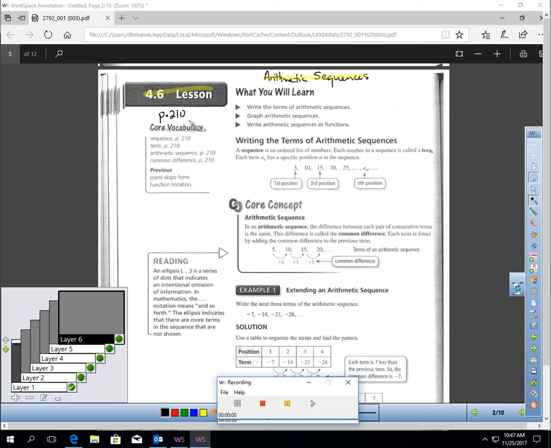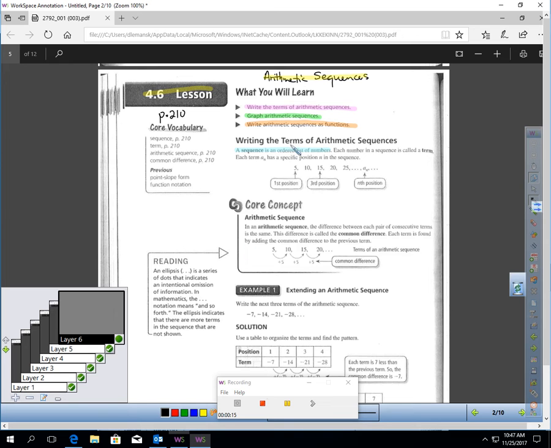4.6, page 210, Arithmetic Sequences. In this lesson, you will learn how to write the terms of arithmetic sequences, how to graph an arithmetic sequence, and how to write an arithmetic sequence as a function.